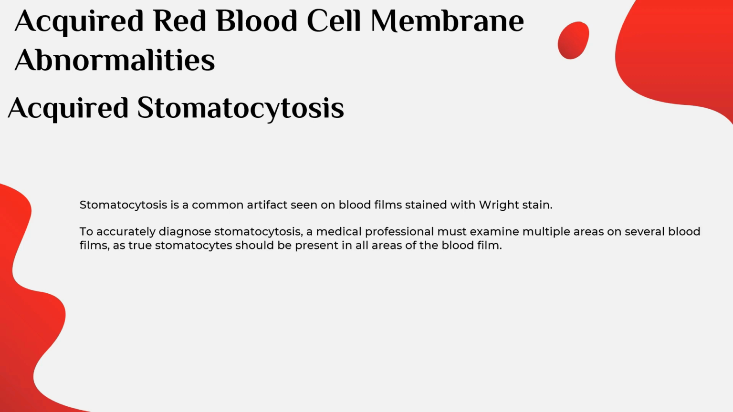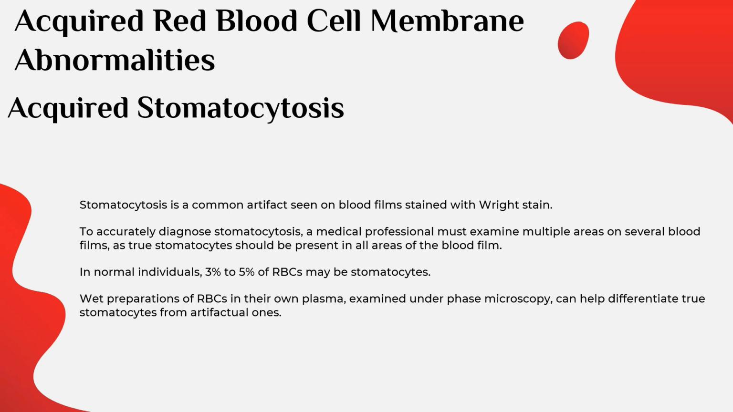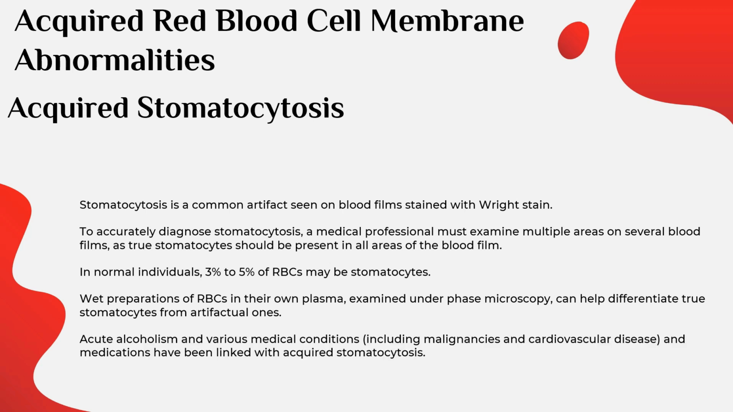To accurately diagnose stomatocytosis, a medical professional must examine multiple areas on several blood films, as true stomatocytes should be present in all areas of the blood film. In normal individuals, 3% to 5% of RBCs may be stomatocytes. Wet preparations of RBCs in their own plasma, examined under phase microscopy, can help differentiate true stomatocytes from artifactual ones. Acute alcoholism and various medical conditions, including malignancies and cardiovascular disease, and medications have been linked with acquired stomatocytosis.